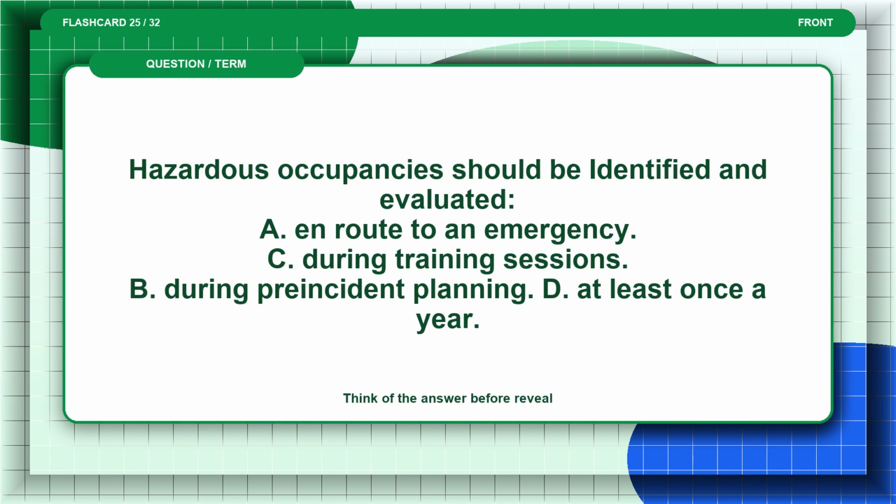Flashcard 25. Hazardous occupancies should be identified and evaluated A. En route to an emergency, B. During pre-incident planning, C. During training sessions, D. At least once a year. Think of the answer before the reveal.